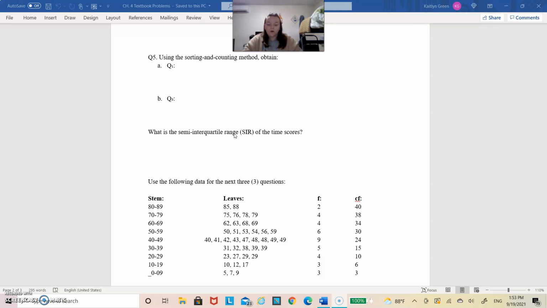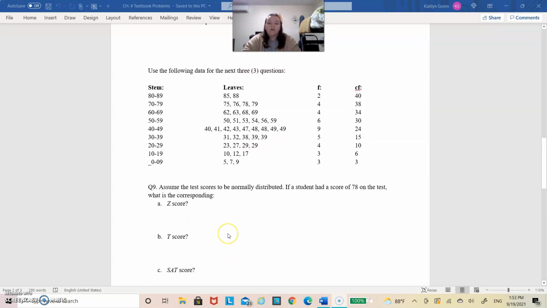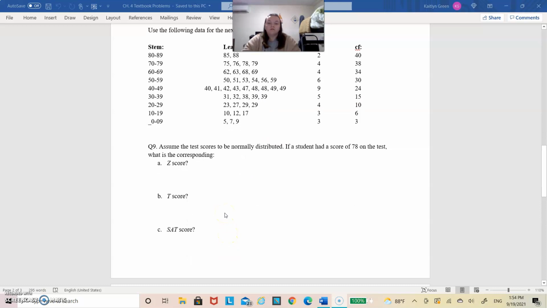Now we're going to move on to questions 9 through 10, which are just as equally of a mouthful of work. But we have a stem and leaf graph, and I have all the numbers already ordered, and we have to use these for the next 3 questions. Question 9 is assuming that the test scores will be normally distributed. If a student had a score of 78 on the test, what is the corresponding values?